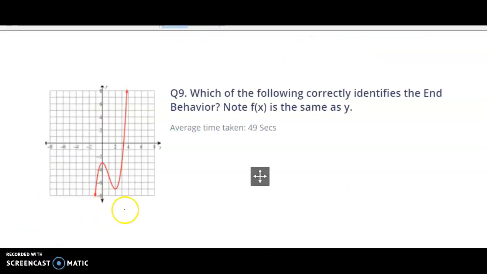All right, last one that was commonly missed, another end behavior one. So again, let's look at these arrows. So here the left arrow, that means x is going to the left forever. So x is going to negative infinity. The y is going to negative infinity also because that arrow is pointing down in terms of the direction of the y. The right arrow, as this x goes to positive infinity, this y is going up.